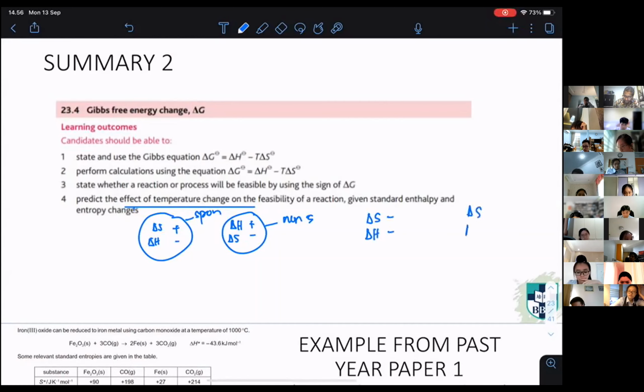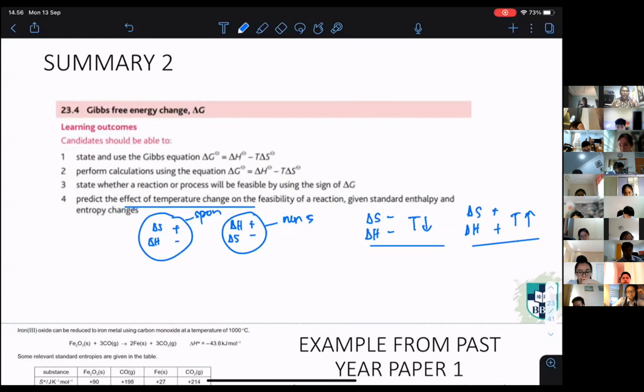If I have something like this, negative, negative for delta S and delta H, or positive, positive, the same sign. I told you, very easy also. Negative, negative, think negative. Positive, positive, think positive. The reaction is going to be spontaneous at lower temperature. The reaction is going to be spontaneous at higher temperature.